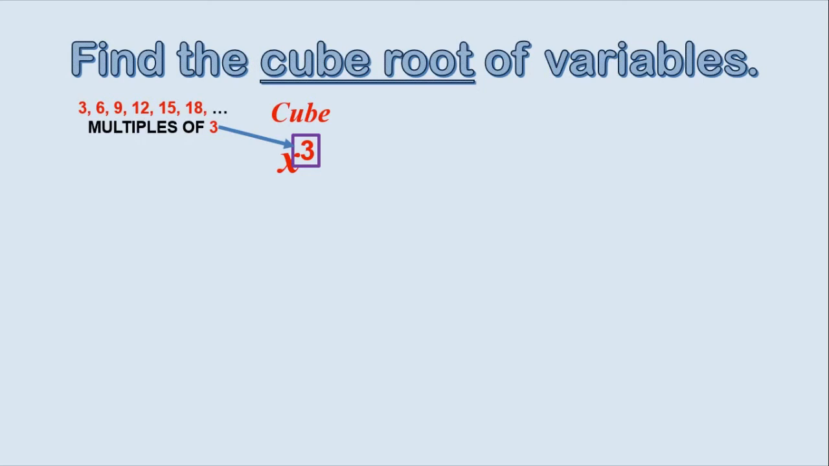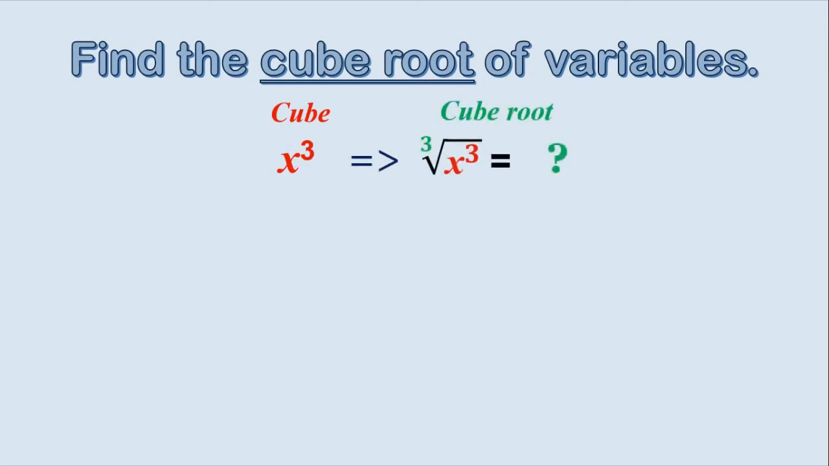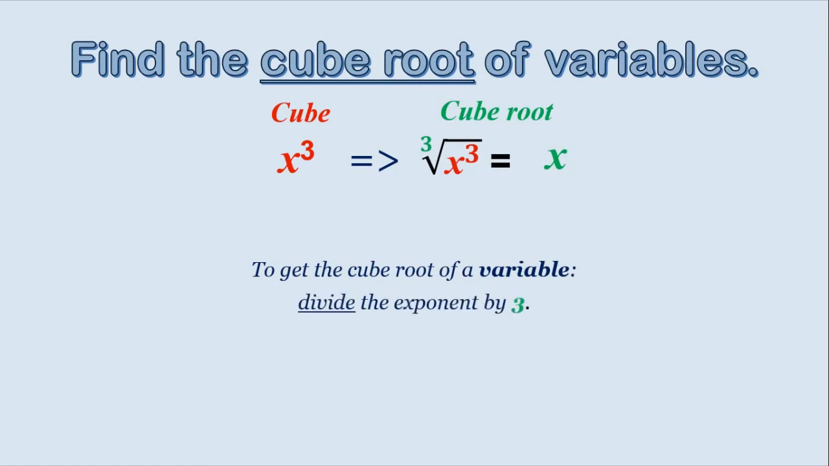Given cube x to the third, what is its cube root? You're right. The answer will be x. To find the cube root of a variable expression, simply divide its exponent by the magic number 3, the exponent divisor for the cube root, as in x to the third divided by 3. Thus, we shall have x to the first, or x.